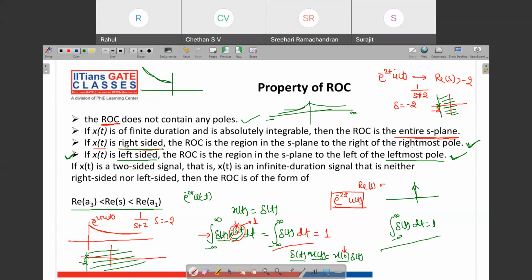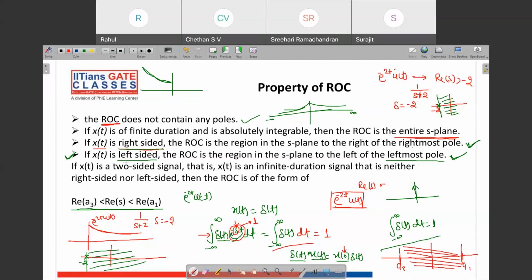When you plot this kind of ROC, this is how it is going to look. This is your S-plane, and the ROC should be greater than something but less than something. So let's say this greater-than value is here, this A3, and the less-than value is here. So your ROC will be a strip between these two vertical lines. It will neither be right-sided nor left-sided.